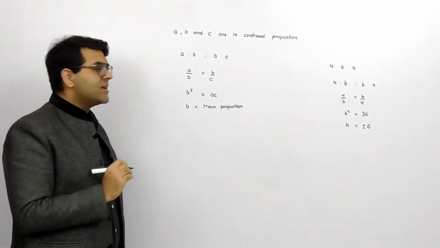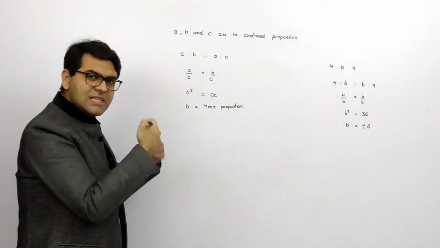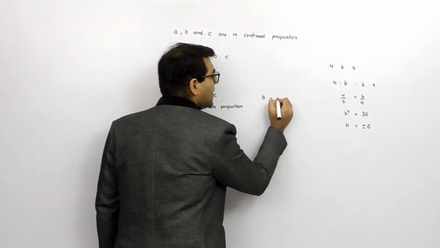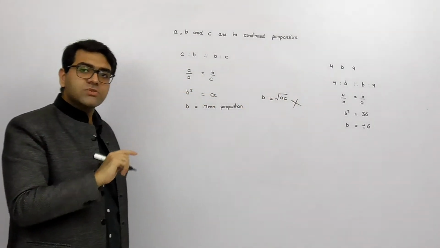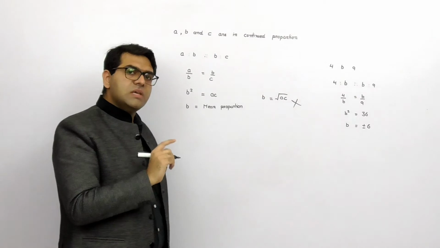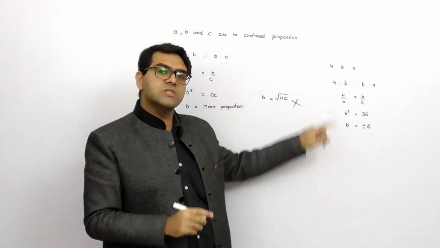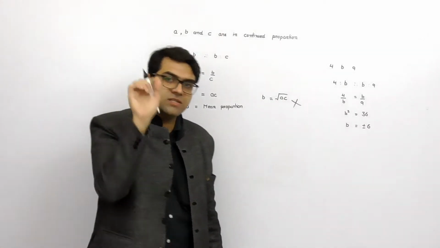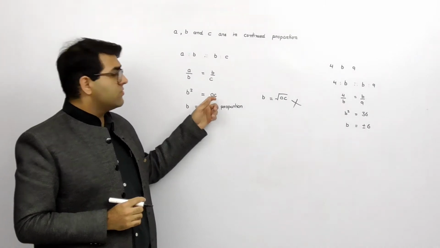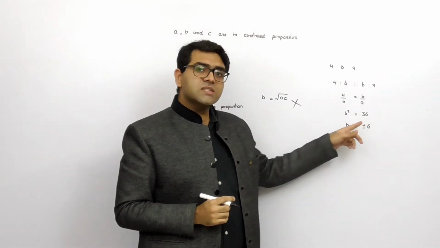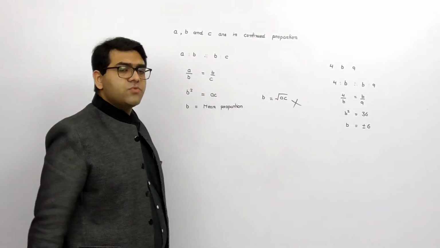Many times in some standard textbooks, instead of giving this relation as B square equals AC, they simplify it by writing B equals under root of AC. Unfortunately, this is not correct, because B square equals AC is not equivalent to B equals under root of AC. If you use this formula, in this case the mean proportional of 4 and 9 will come out as only 6, because 4 into 9 is 36, under root of that is 6. Always remember, B square equals AC, which would imply B square equals 36, or B is equal to plus minus 6. I assume that's an easy concept to follow.